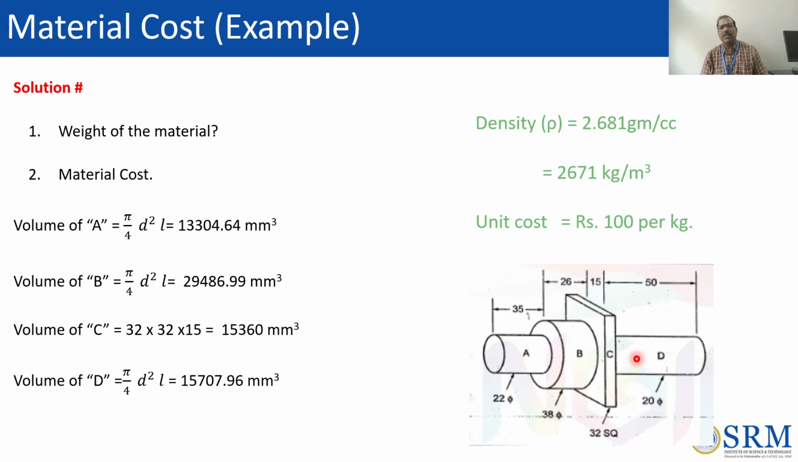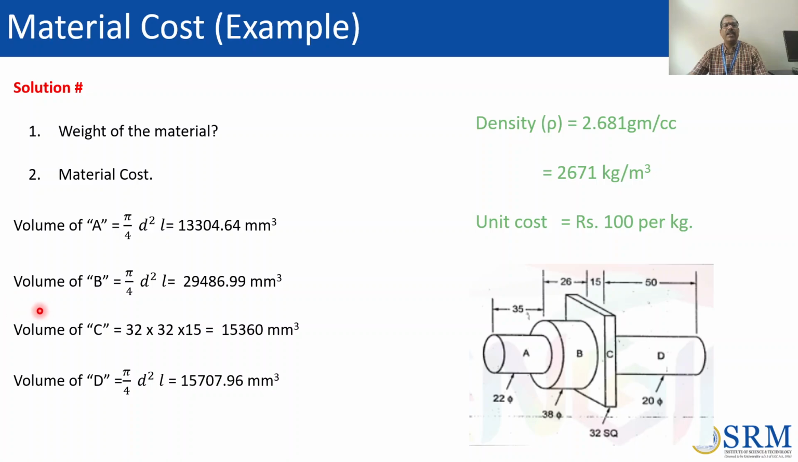So we calculate the volume for sections A, B, C, D, and then the total volume. If we multiply the total volume with the density, we can calculate the weight of the material required for making the final component. Then, if we multiply that material weight by the unit cost per kg, we can get the material cost required for making this.